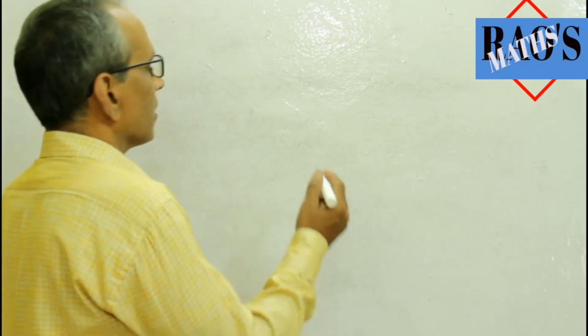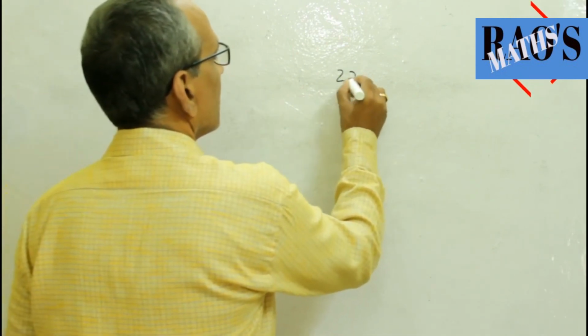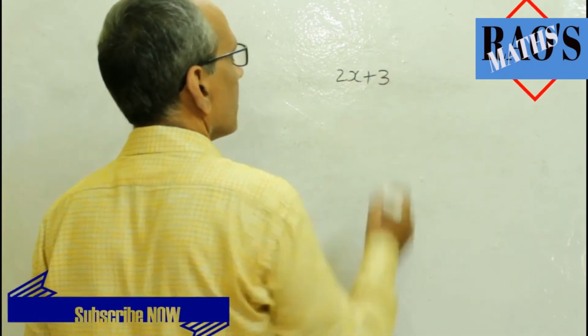Today we are starting a new concept, that is, a new chapter about equations. Most students don't know the difference between an equation and an expression. Here I write an expression and an equation. An expression, this is 2x plus 3, it is an expression.